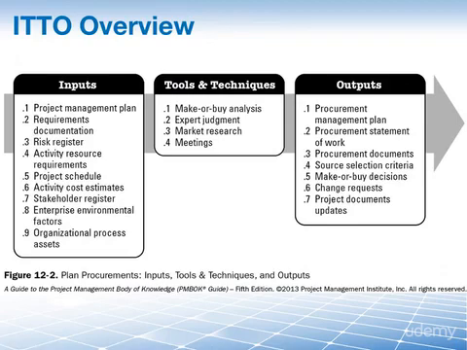We move on to the ITTO overview for the planned procurement management process. One thing that's immediately obvious is the sheer number of inputs and outputs that are used in this process. 9 inputs, 7 outputs. We also have a number of tools and techniques at our disposal. Based on these numbers, you can see that we do have quite a bit of work to do when we plan procurement management and go through this process, and we have quite a bit of work to do here in this lesson as well to explain it all to you.